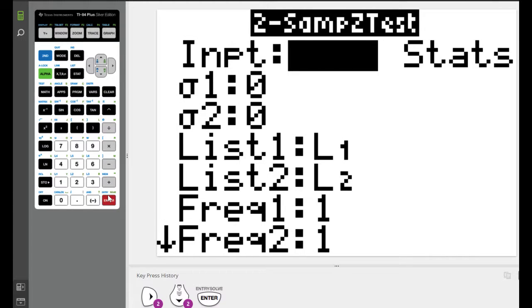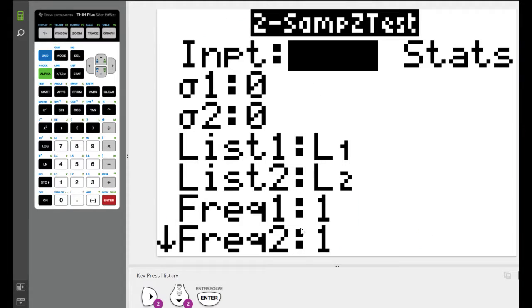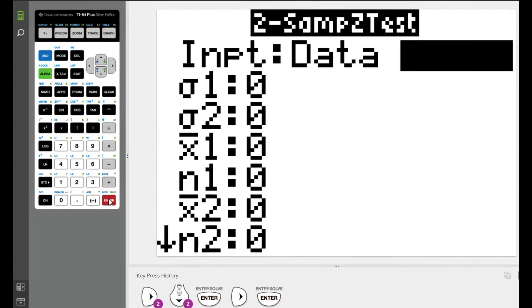Okay. The question becomes, do we have the data or the statistics? Well, if you go back to the question, for us to have the data, we have to have all, remember, there's 50 different repairs for each brand. We have to have all 50 of each brand in a different list. We don't have that information, so what we have are the statistics. So we're going to go over to Stats. Okay. And here we go.